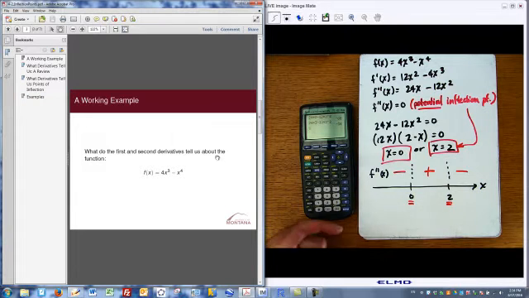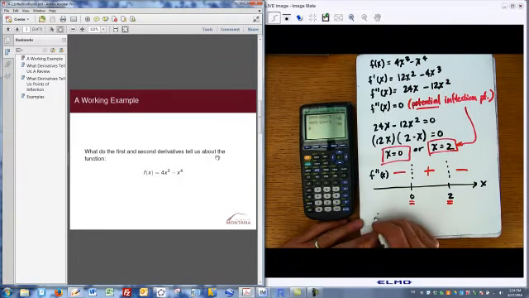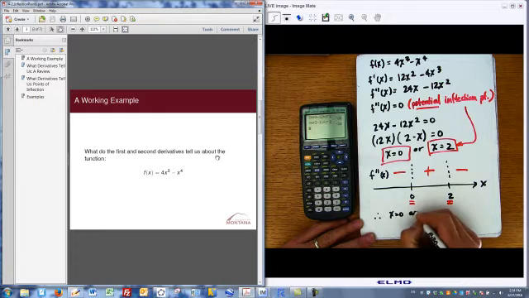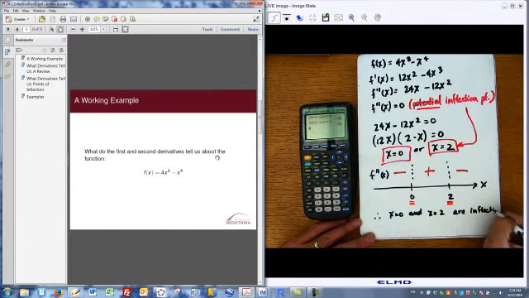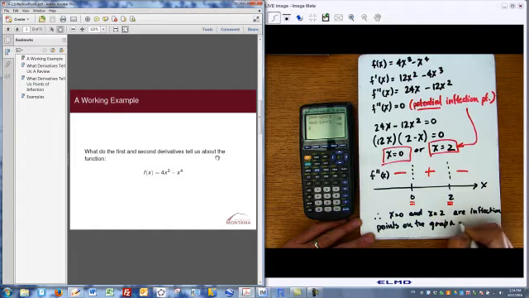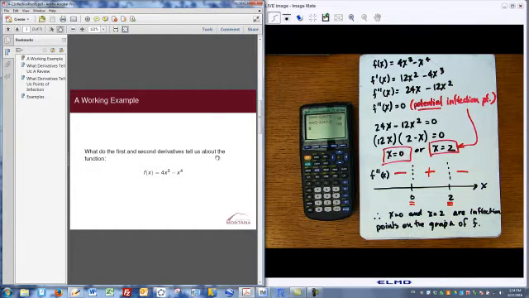So what can we conclude? We can conclude, therefore, that x equals 0 and x equals 2 are inflection points on the graph of f. All right, so that's what second derivatives tell us, I guess, about the shape of the graph.